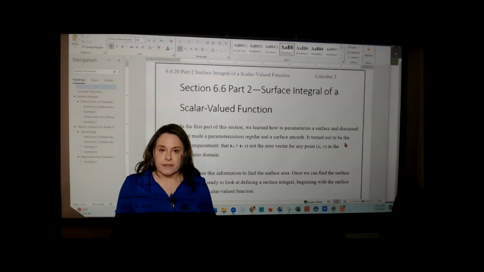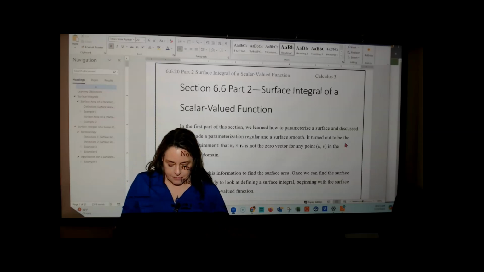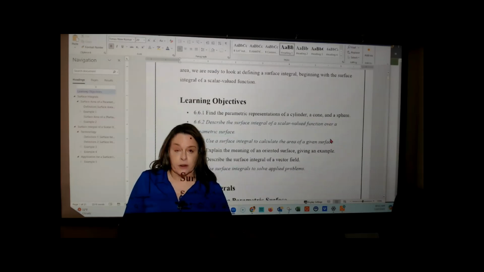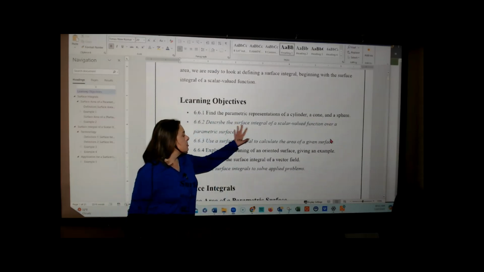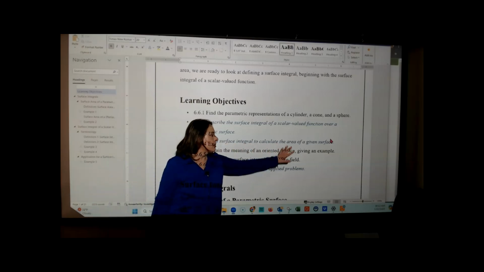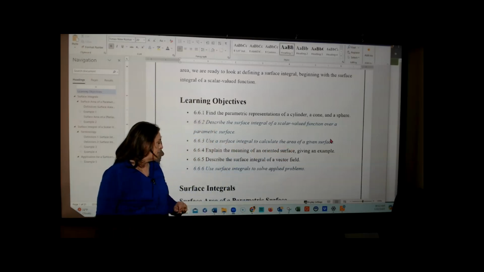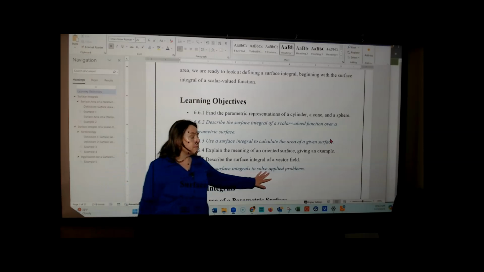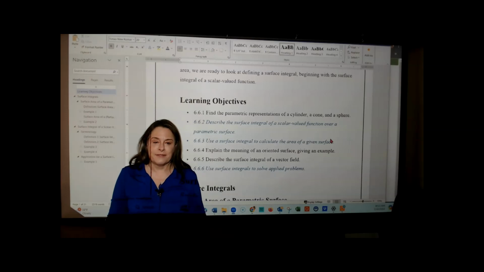And once we have the area of a surface, we'll be able to use this to define what we mean by a surface integral. In this video, we focus on surface area and we focus on surface integrals for scalar valued functions. We have a few learning objectives, which we're going to cover in this section. Namely, we're going to describe the surface integral of a scalar valued function over a parametric surface. And we're going to use a surface integral to calculate the area of a given surface. Then we're going to solve an application problem towards the end of this video.